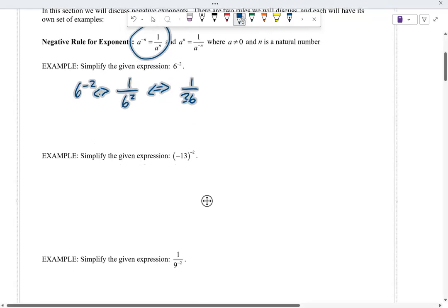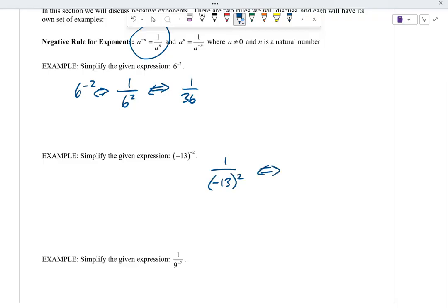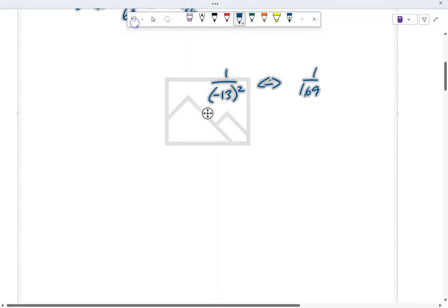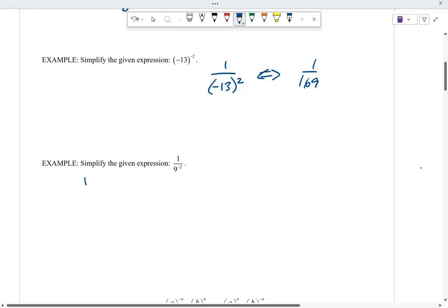13 to the negative 2 would be 1 over negative 13 squared. Well, negative 13 times negative 13 is 169. 1 over 9 to the negative 2 would be 1 over 1 over 9 squared. Well, we know when we divide by that fraction, we're going to multiply by the reciprocal. So this just ends up being 9 squared times 1 all over 1, so 9 squared, or 81.